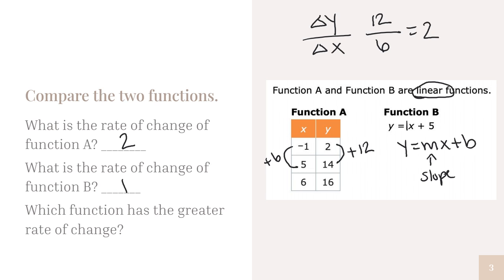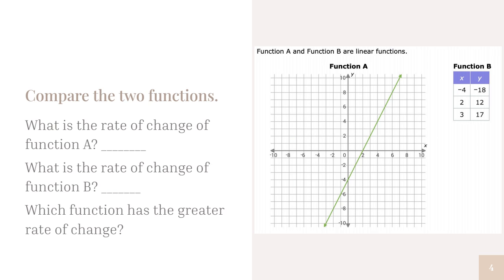So which function has the greater rate of change? Is 2 bigger or is 1 bigger? 2 is. So function A would have a greater rate of change than function B. I forgot the A. There we go, function A.